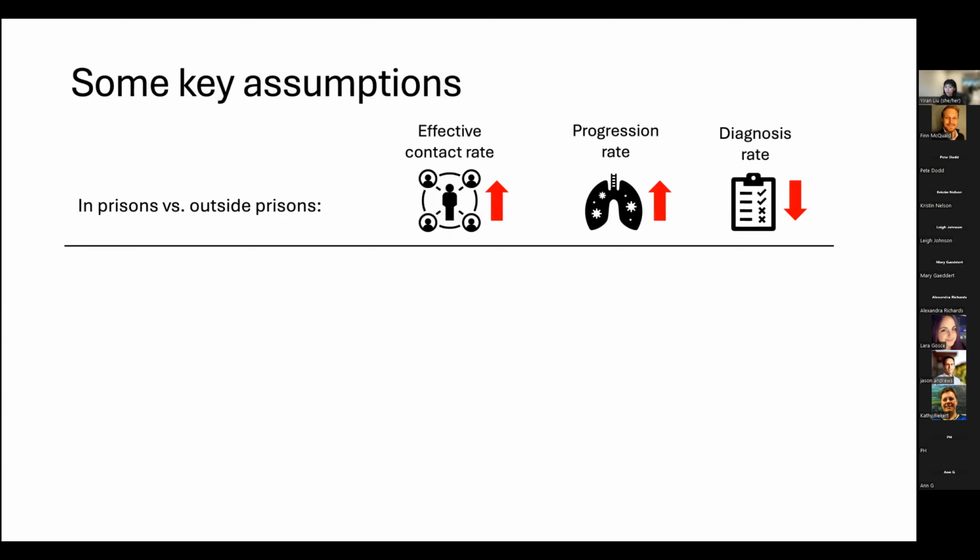Okay, so this is the last method slide, but I'll just highlight some key assumptions that we made. And I definitely haven't been able to talk through all of the complexities, so I'm happy to answer more questions about any of these or other questions you may have. So some key assumptions we made. We assumed that the elevated risk of TB in prisons was the result of a higher effective contact rate in prisons compared to outside prisons, as well as a higher rate of rapid progression to disease and a lower rate of diagnosis than outside prison.